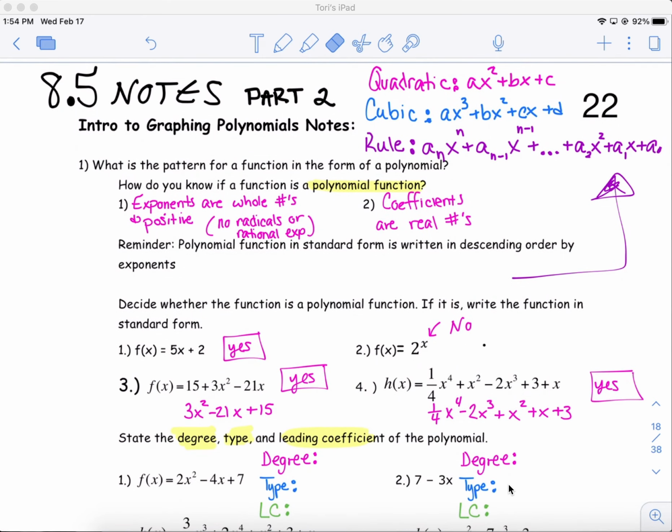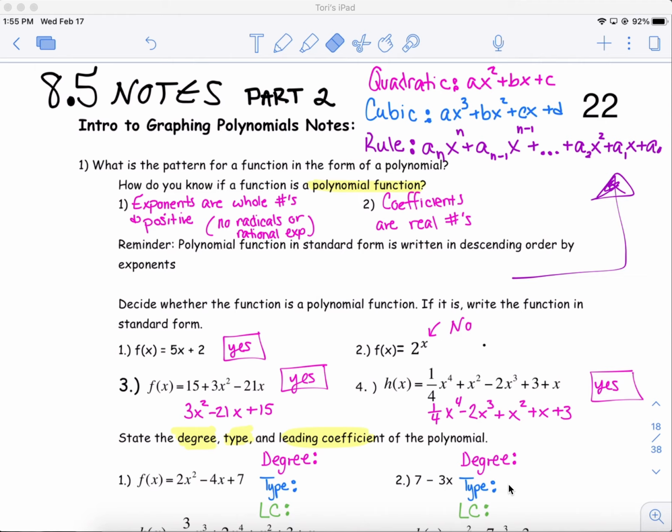All right, second thing, how do we know if it's a polynomial to start with? Well, the exponents have to be whole numbers. They have to be positive. You are not allowed to have radicals or rational exponents, okay? Second, you have to have coefficients that are real numbers. So I can't have anything that's an imaginary number. I can't have a complex number. I can't have anything that would be imaginary, okay?